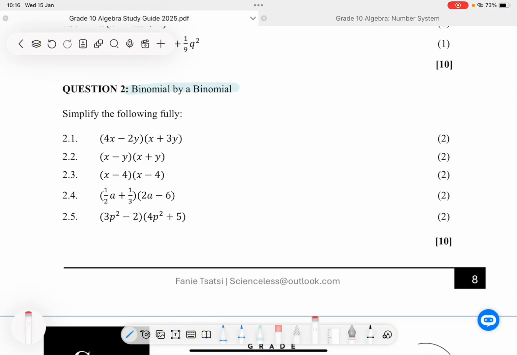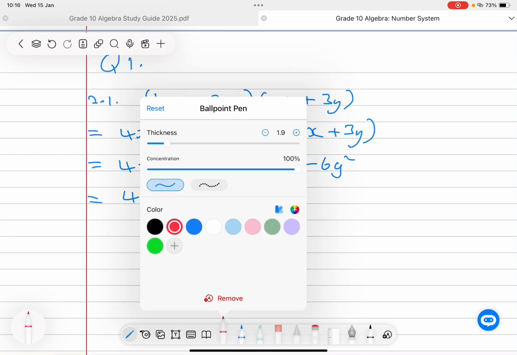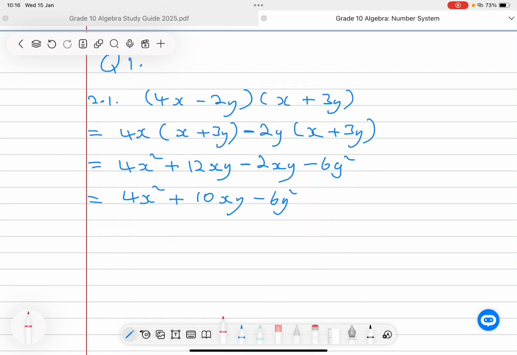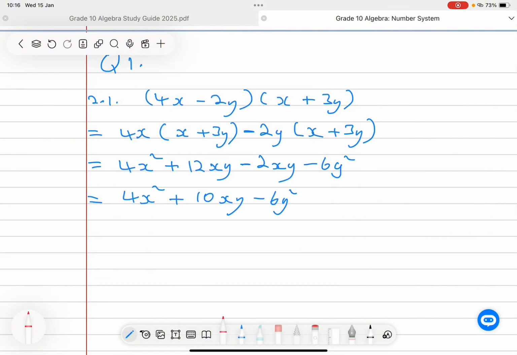Now this question is marked over 2 marks, so that means 1 mark will come from the simplification, the fact that you simplified here, and the other mark will come from the final answer.